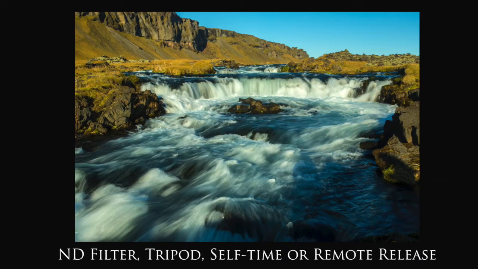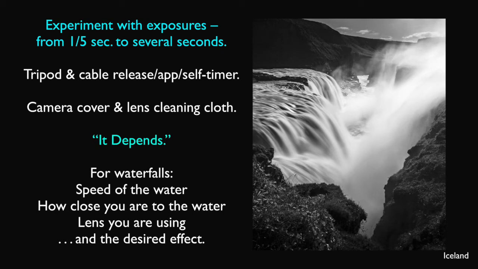When you are shooting at slow shutter speeds, you want to have your camera mounted on a sturdy tripod, and to avoid camera shake, you want to use a self-timer or some kind of remote release, a cable release or an app. So people ask me all the time, Rick, what's the best shutter speed to use when it comes to photographing moving water? Well, the answer to every question anyone ever asks me on a workshop is, it depends. I suggest experimenting with different exposures from a fifth of a second to several seconds. Again, you have to use a tripod and a cable release or an app or a self-timer.